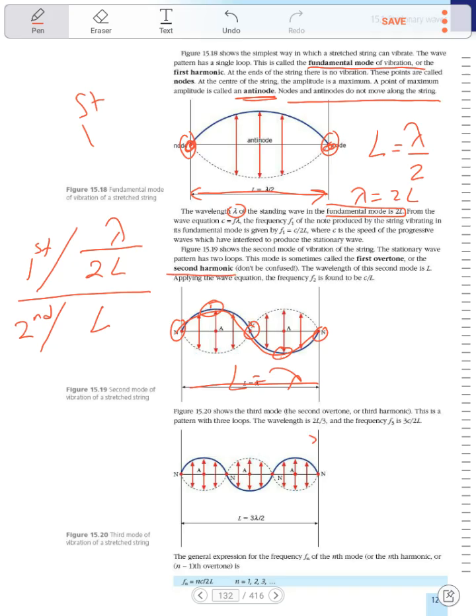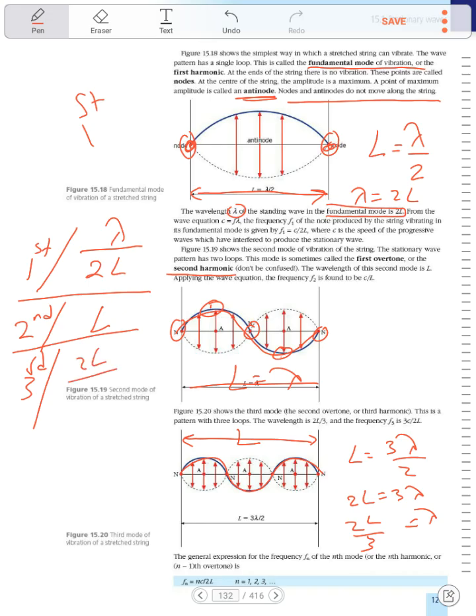In the third harmonic, this is the string. Its length is L. We have one and a half wavelengths, so L equals 3 lambda over 2. So 2L equals 3 lambda, and lambda equals 2L over 3. So the third harmonic wavelength is 2L over 3, and so on.